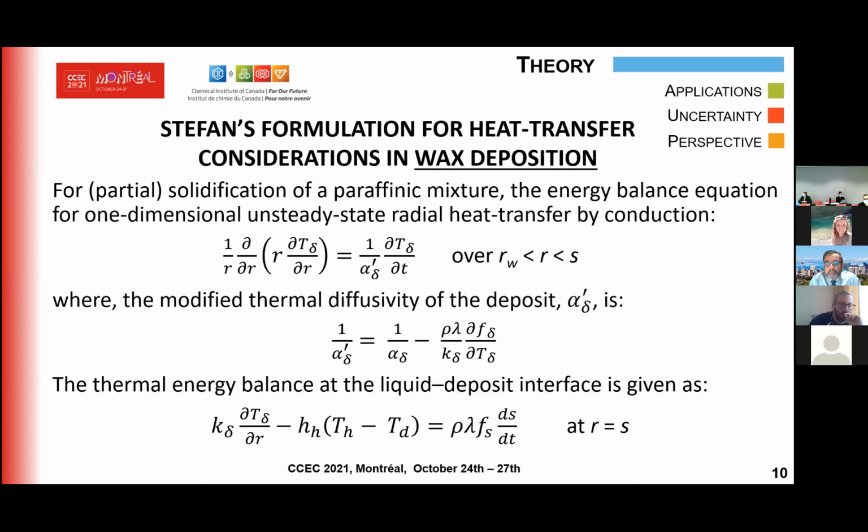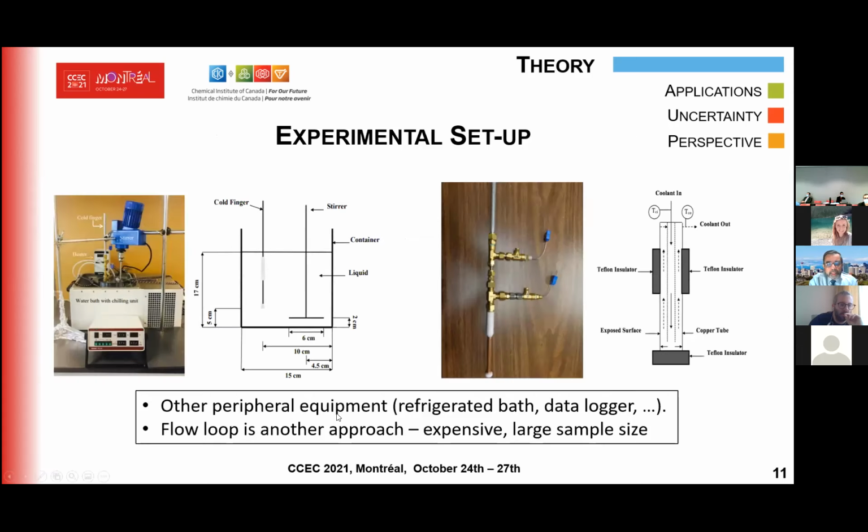Otherwise, the equations are very similar, except that instead of thermal diffusivity of a pure substance, we have a modified thermal diffusivity of the deposit, because the deposit has both liquid and solid phases in it. Remember, we are between the liquidus temperature and solidus temperature. So it's neither pure liquid, nor pure solid. It's a mixture of the two. Okay. Otherwise, equations are very, very similar.